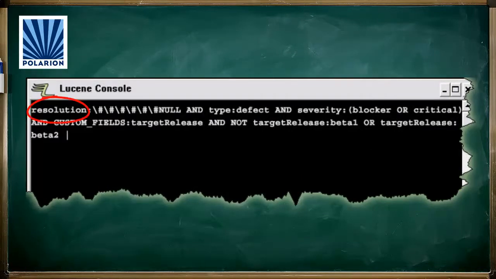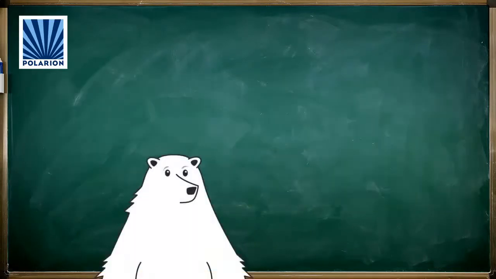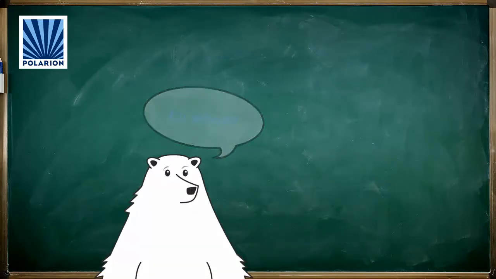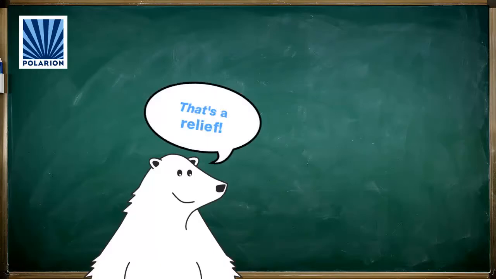You also need to know the underlying IDs for Polarion work item fields and any user-defined custom fields. Now, if you know all this, you can use Lucene command line queries to find Polarion work items. But if you had no idea Lucene even existed until now, chances are you'll still be able to find the work items you need. Let's take a look at how to get started.